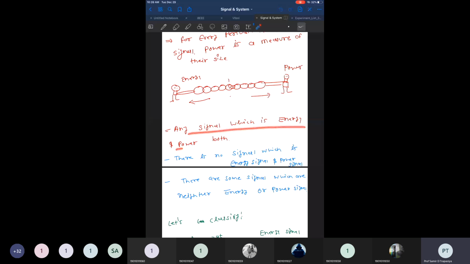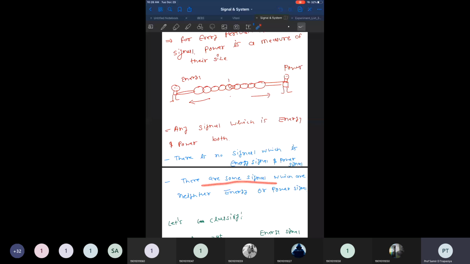There is no signal which is both an energy signal and a power signal, right? So a signal may be either an energy signal or a power signal, or there are some signals which are neither an energy signal nor a power signal.